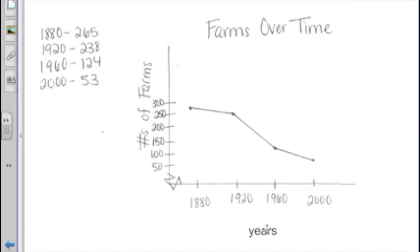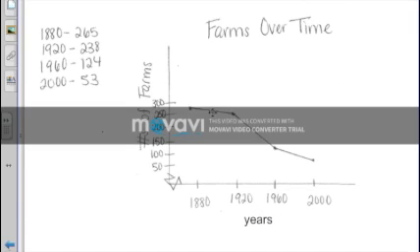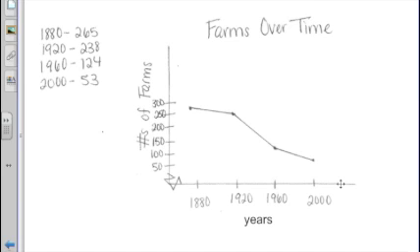All right. Then you're going to put a dot for each of these points. They are all connected because it's a line graph. You need to make sure you have the lines. You're going to connect all of the lines, and that's your answer. It's very easy to see through a line graph that it is decreasing number of farms over time.